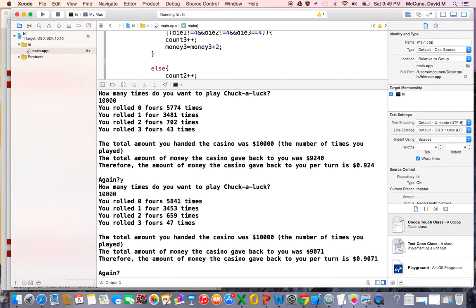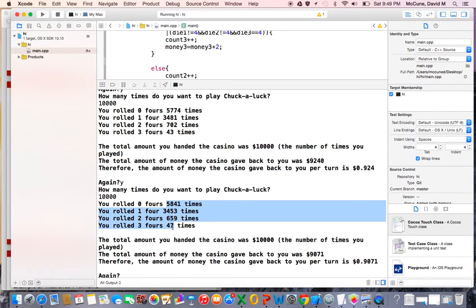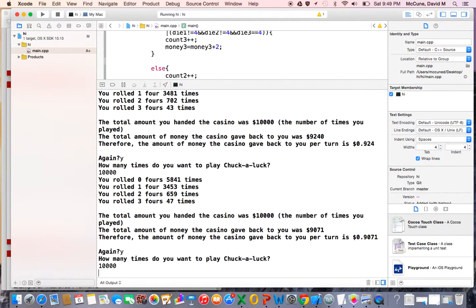Okay, so let's do this again. 10,000 times. Notice that these numbers here are pretty close to these numbers here. 43 times versus 47 times. That's not very far off for winning it all. So in this case, the amount of money the casino gave back per turn is about 91 cents. So let's just do this one more time. 10,000 times.